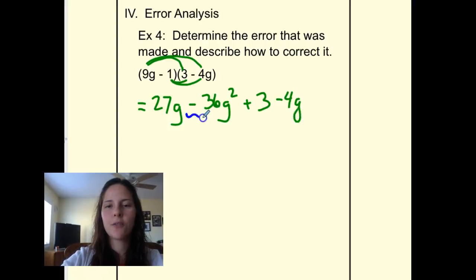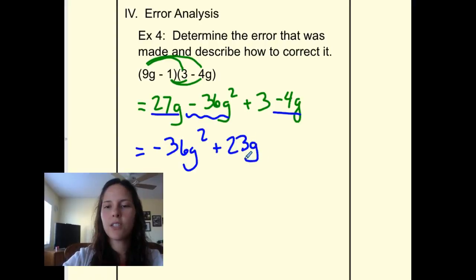Writing this in standard form, I'm going to start with my negative 36g squared. I've got like terms, 27g minus 4g gives me a positive 23g, and then my term without a variable, plus 3. Find the error, and we'll start class with a discussion.